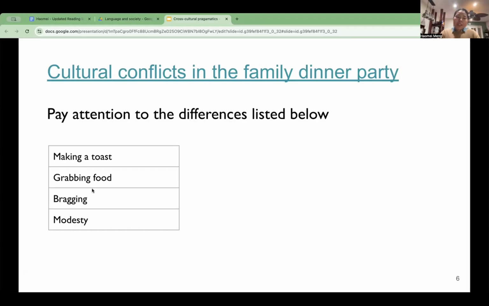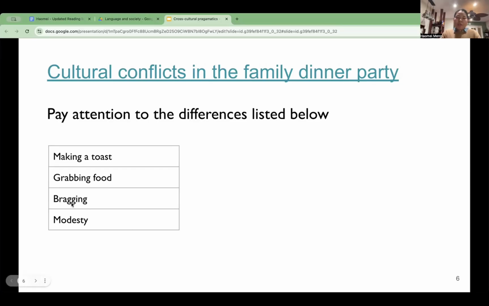And when it comes to the second behavior, grabbing food, in Chinese culture, we only get a spoonful of food first because we need to guarantee that others have the chance to enjoy that food too. In this video, the American man grabbed the share he wants, and he didn't care whether others can taste that food as well.